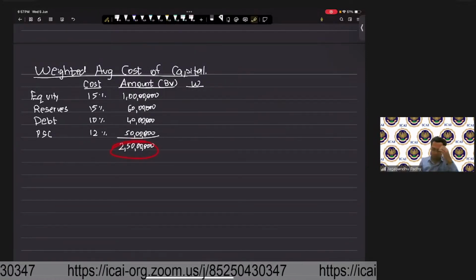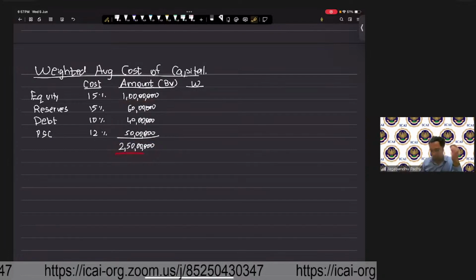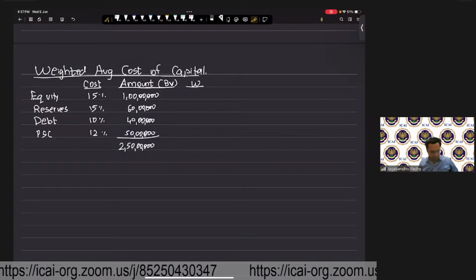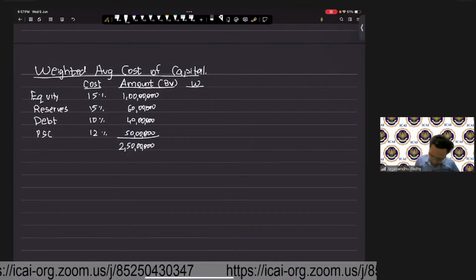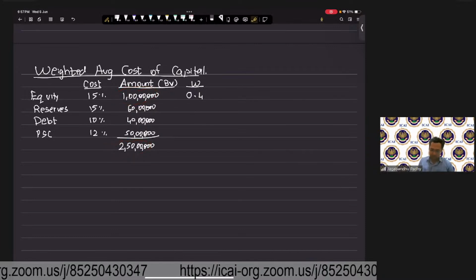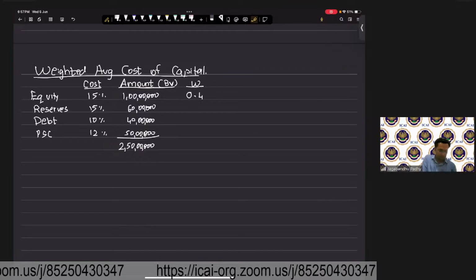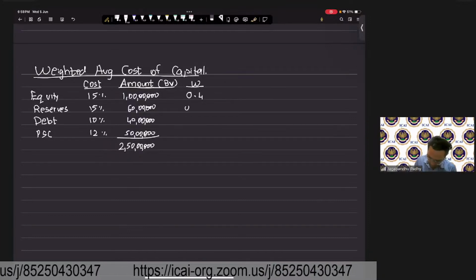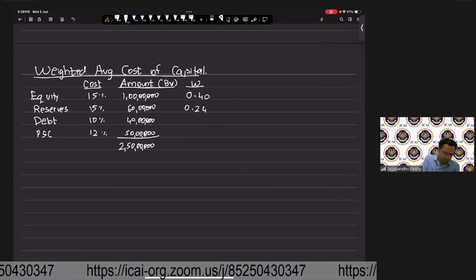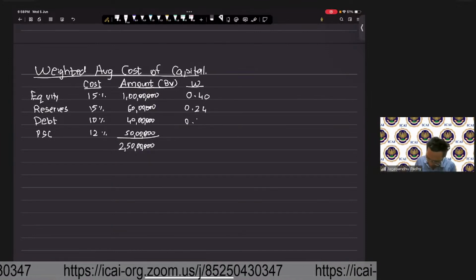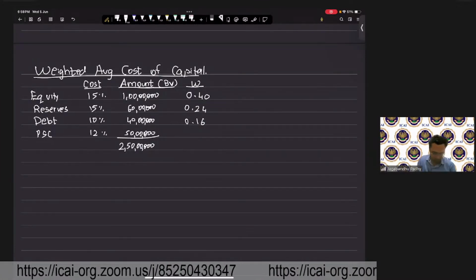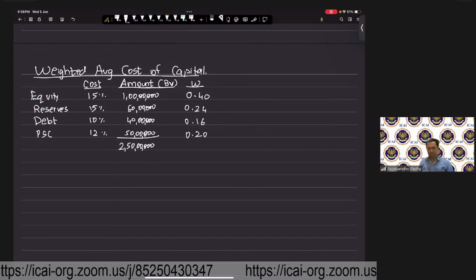Out of 2 crore 50 lakh, 1 crore is equity. If that's the case, what is the weightage that we have? Weightage is basically 0.4. How do you get the weightage? That's 1 crore divided by 2 crore 50 lakh. And then for 60 lakh, the weightage is 60 divided by 250. That works out to 0.24 as the weightage. And with regards to 40, it is 0.16. And then 50 divided by 250, that will be 0.20 as the weight.